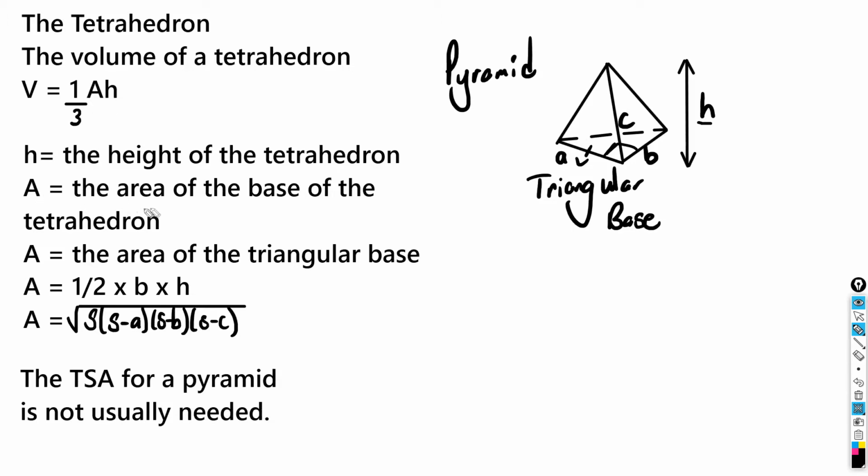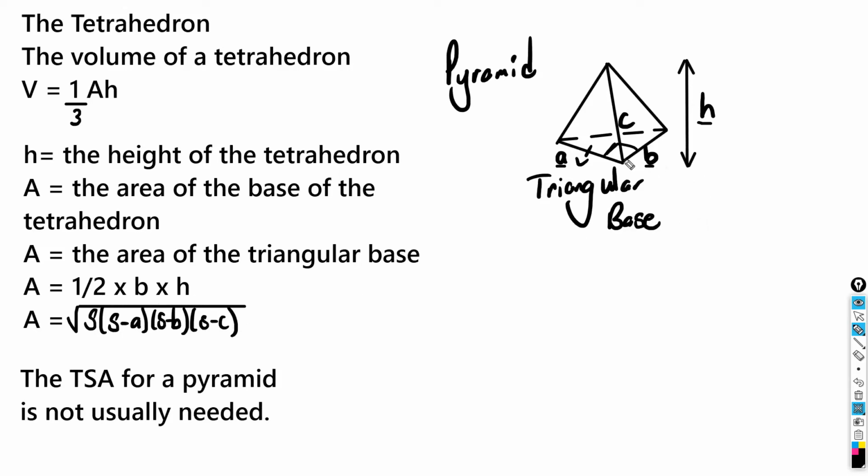So A is equal to the area of the base of the tetrahedron, and the area of the triangular base is equal to half base times height. And because we have the base and we have the height, in this case A would be the height and B would be the base for a 90-degree angled triangle. We can work this out, right?